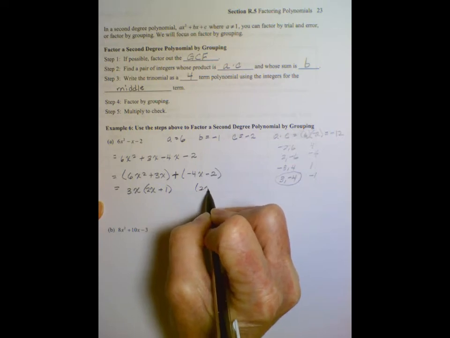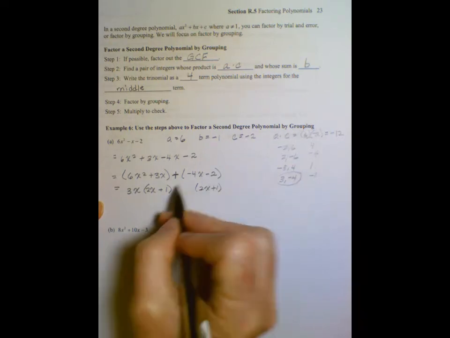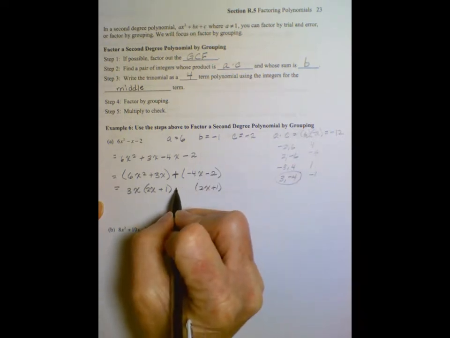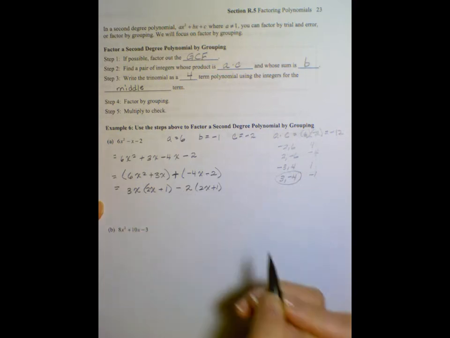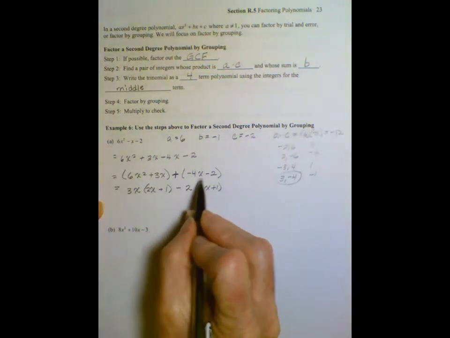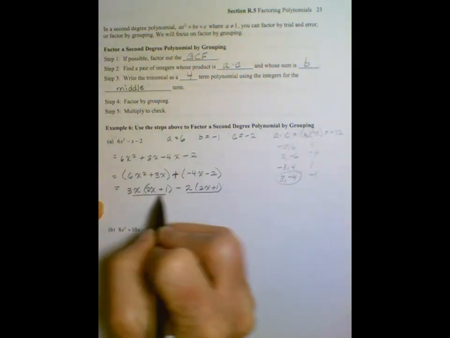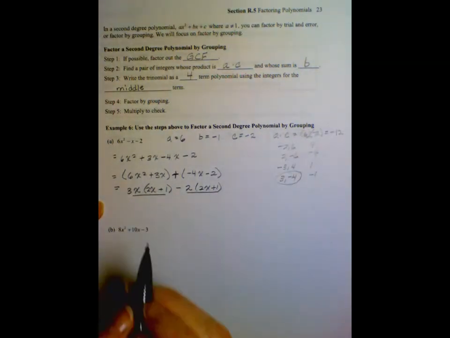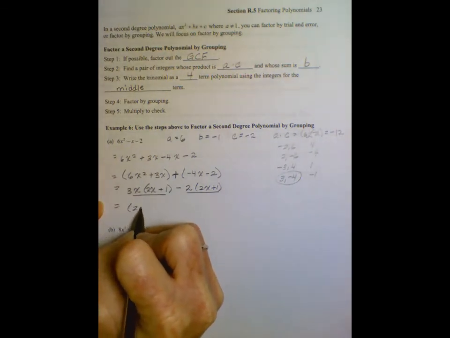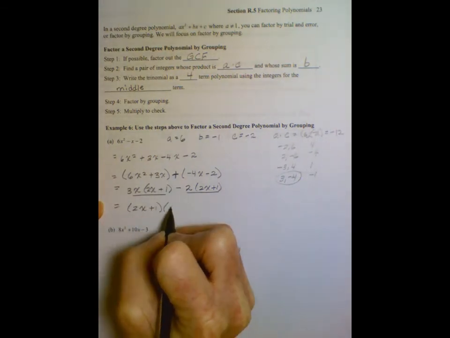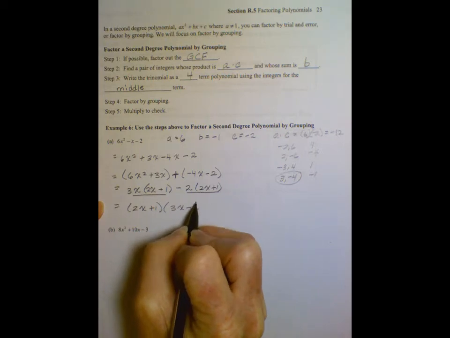If I write 2x plus 1, if it's going to work, what has to come out? Notice then I've got to pull out a negative 2. Yeah, if I pull out a negative 2, there we go. Now I have these two terms, and they have the 2x plus 1 in common. That's what I'm looking for. Okay, so 2x plus 1 times 3x minus 2.